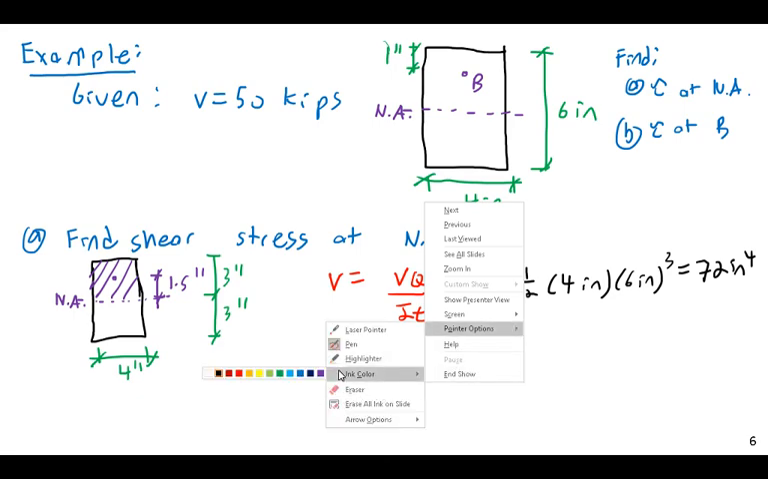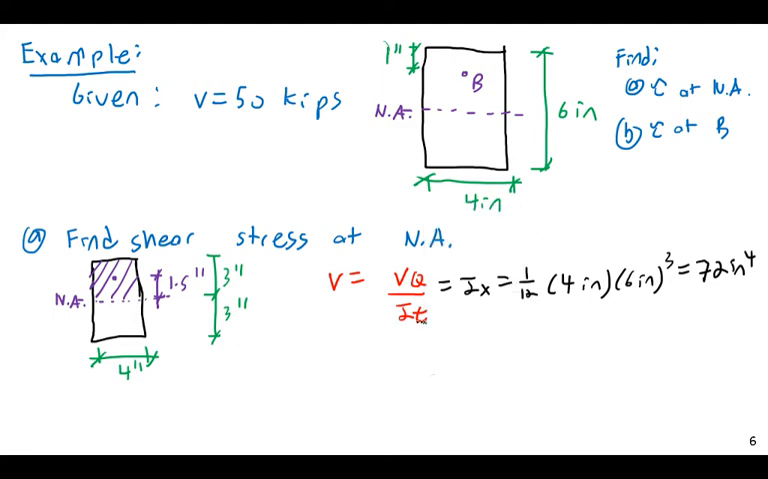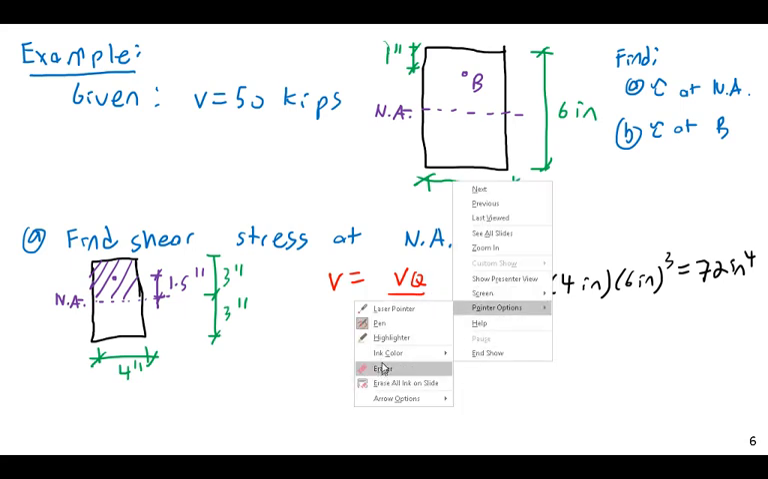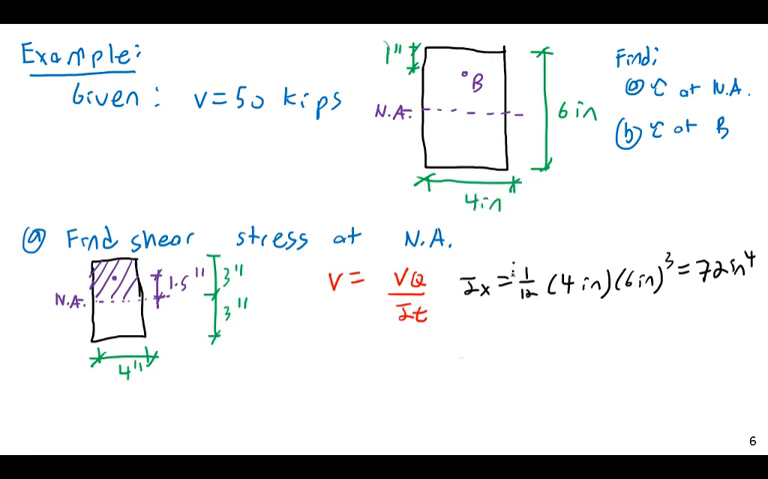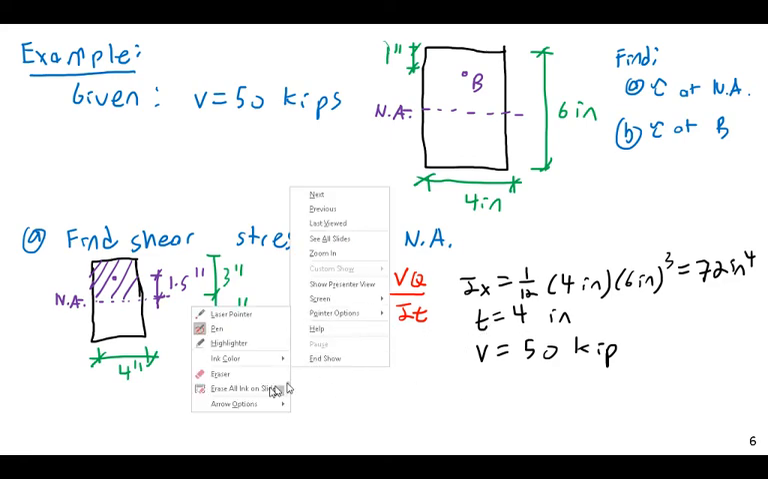Okay then. Oh wait, I wrote that totally wrong, sorry. V is not equal to Ix. That's just something else, sorry. Did not need an equal sign there. T is equal to 4 inches, and V is equal to 50 kips. The T is the thickness at the point of interest, which is here, and it's the same thickness as the rest of the beam, which is 4 inches.